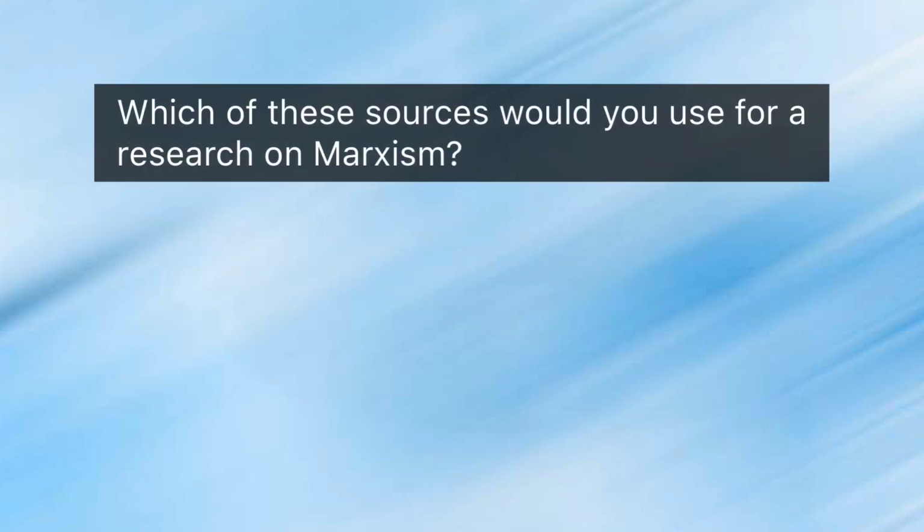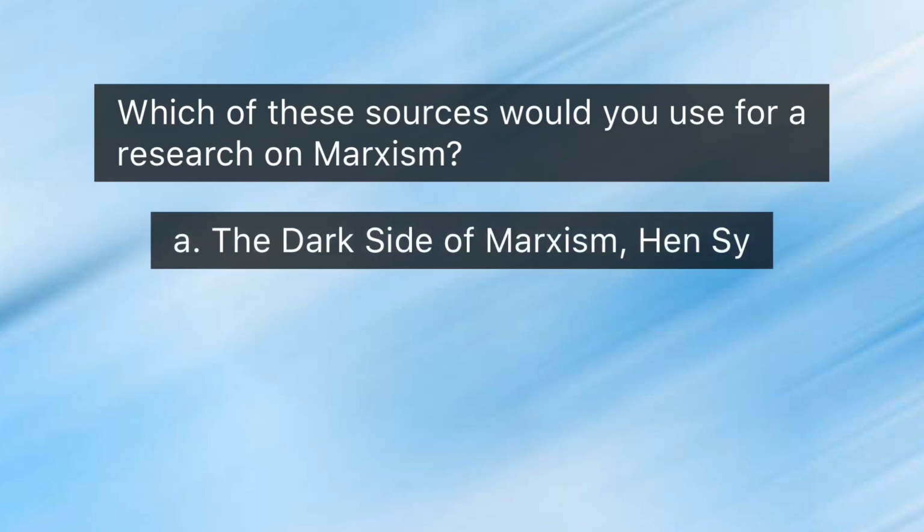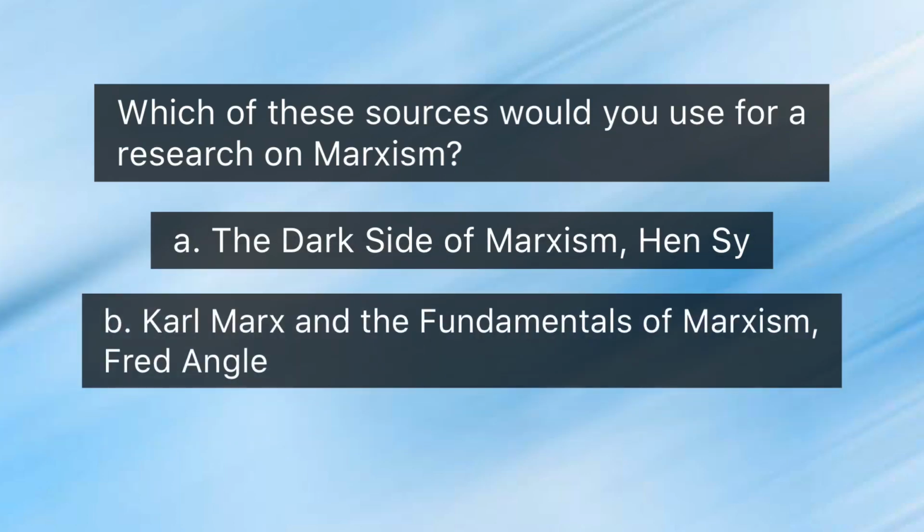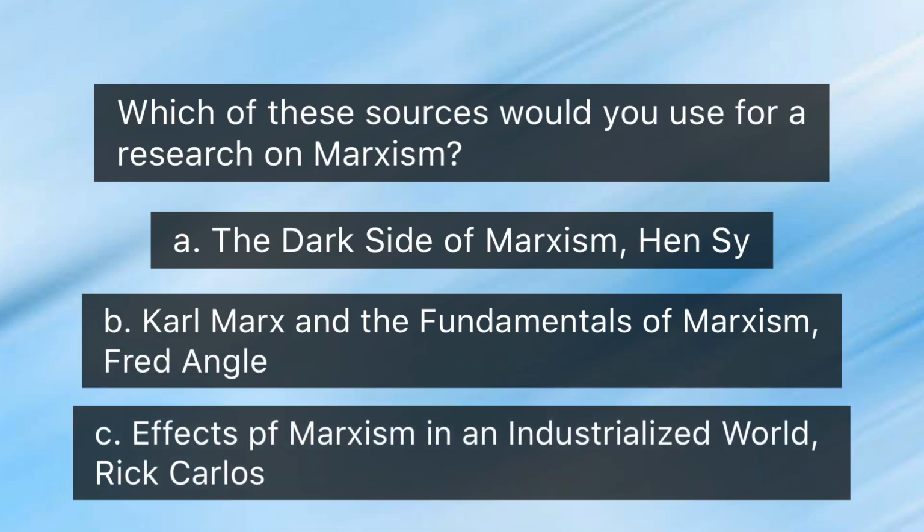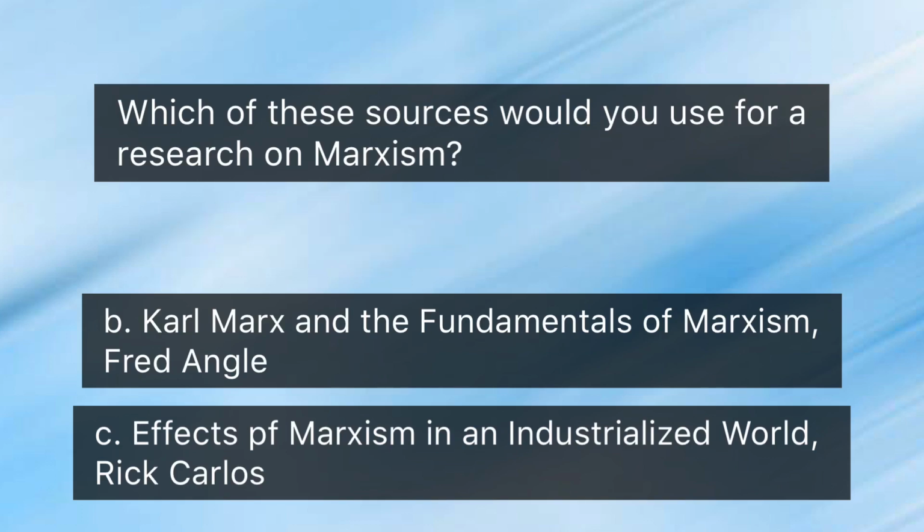Let's try to check for accuracy. Which of these sources would you use for research on Marxism? A. The Dark Side of Marxism, Hence C. B. Karl Marx and the Fundamentals of Marxism by Fred Engel. C. Effects of Marxism in an Industrialized World, Rick Carles. Obviously, the answers here are both B and C. But you may also use A as long as you can balance this with other sources, because letter A only shows the dark side of Marxism.